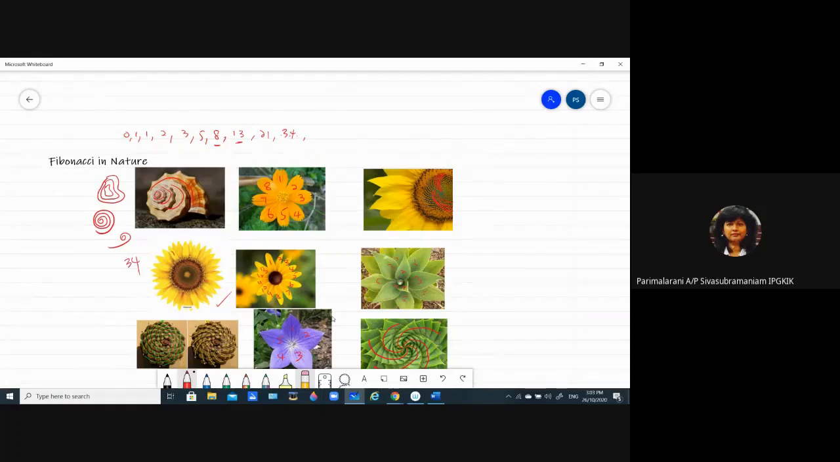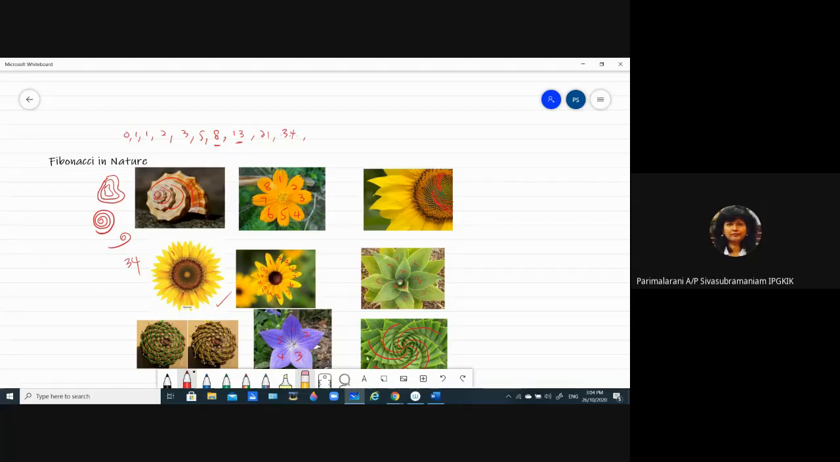The other one is the pineapple fruit. If you take the pineapple fruit, you can see the spirals very clearly. That's what you're going to do later. There are many ways the spirals can go. You can count the spirals clearly. Some will go anti-clockwise, some will go clockwise, some will go horizontally. It's how you see it.